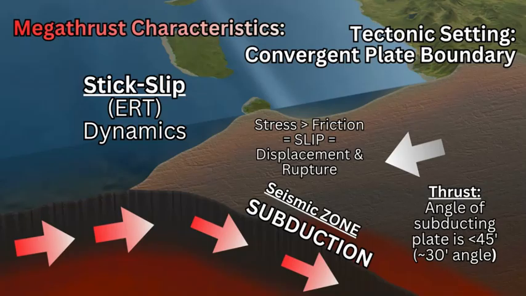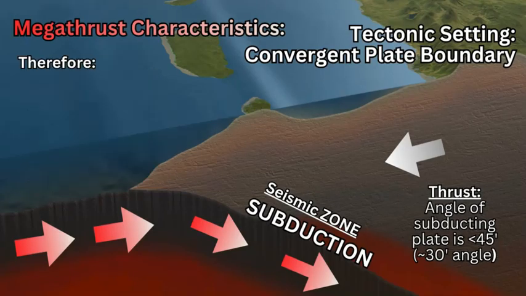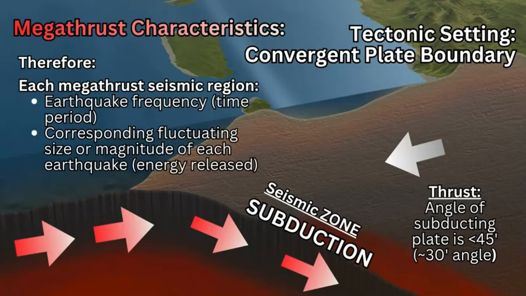And each seismic area, each subduction zone, has its own characteristics based on the angle, the speed or plate velocity, the rock type, the size of the zone, and also how the energy is stored within the rocks. This all accounts for each region having its own characteristics, and not one is the same as each other across the planet, thus producing different types of earthquakes that are all deemed megathrust.